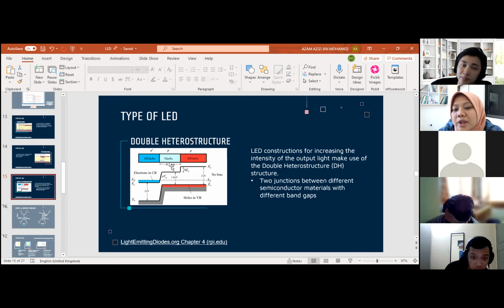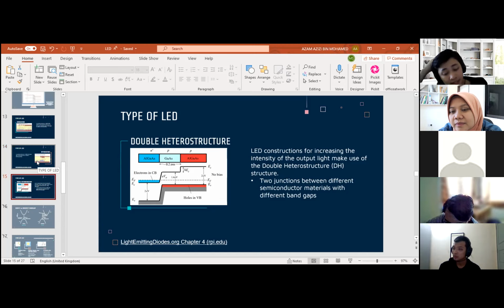Okay, can you repeat your answer again? Make it very clear. So what is the difference between the heterojunction LED and a quantum well LED? The difference between the heterojunction LED and the quantum well LED is the size of the material in the middle.